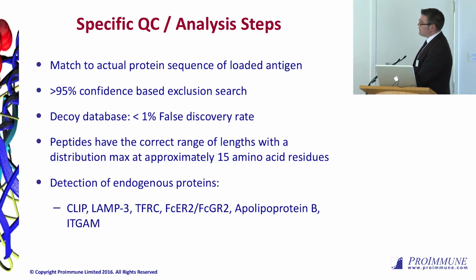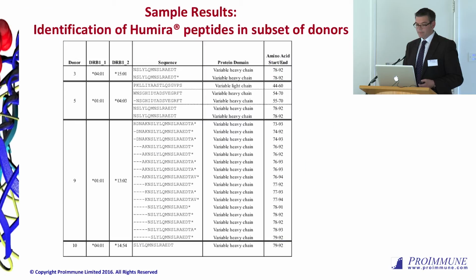And we also have a number of QC steps which allows us to identify peptides from a set of control housekeeping proteins. So if the donors are not presenting peptides from these proteins, then they're excluded from the analysis. We want to make sure that it's working as it should.